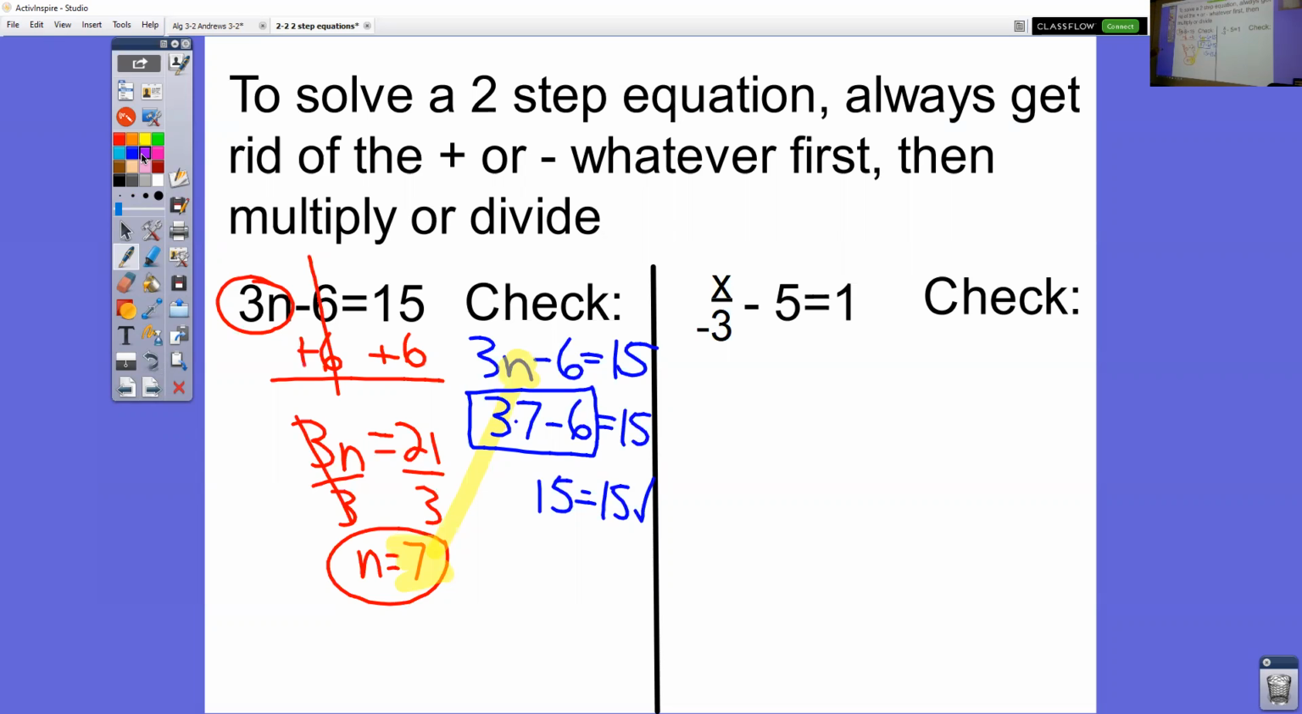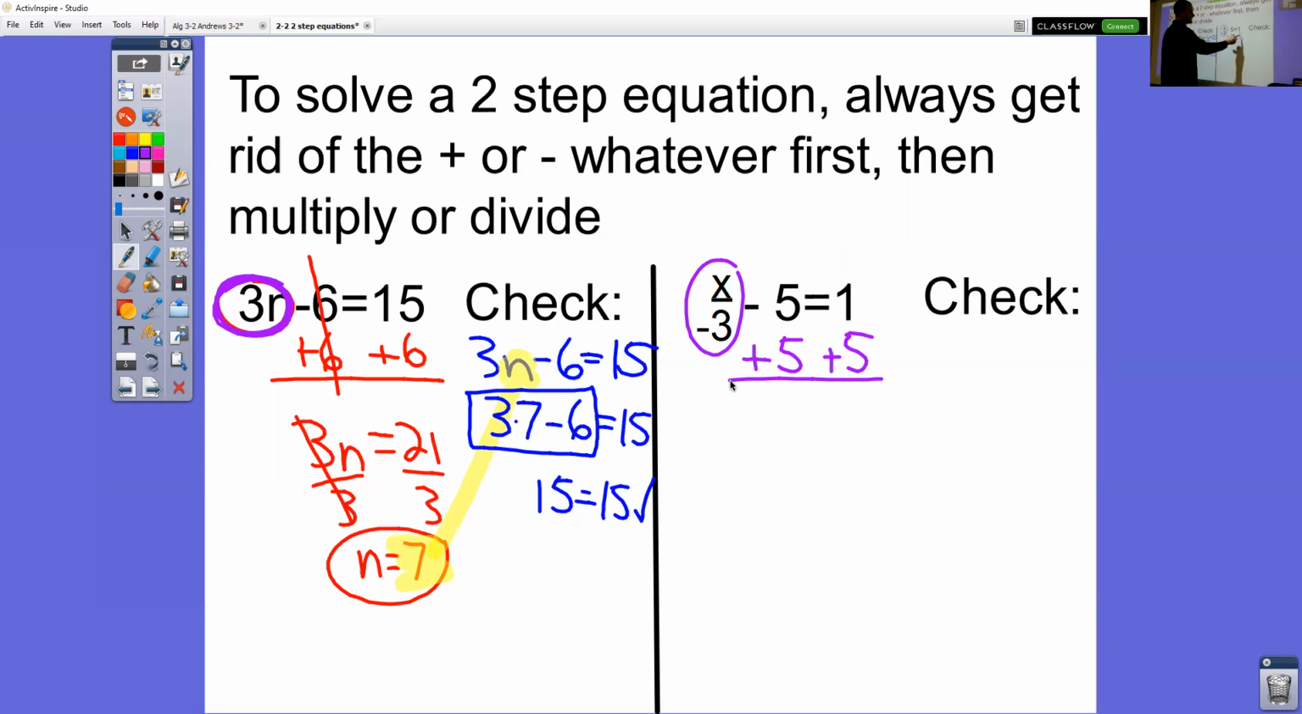When we take a look at the next one, now this one had multiplying at the beginning. This one has dividing at the beginning. So this time we always try and get the number that's with the letter all by itself. So we're going to try and get this x divided by negative 3 all by itself. So we need to get rid of this minus 5 by doing plus 5.